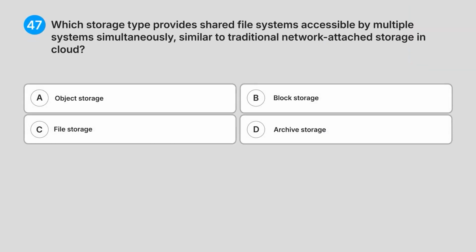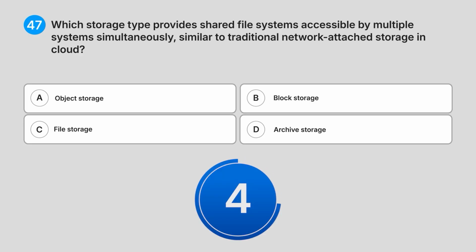47. Which storage type provides shared file systems accessible by multiple systems simultaneously, similar to traditional network-attached storage in cloud? A. Object storage. B. Block storage. C. File storage. D. Archive storage. Can you guess the answer?